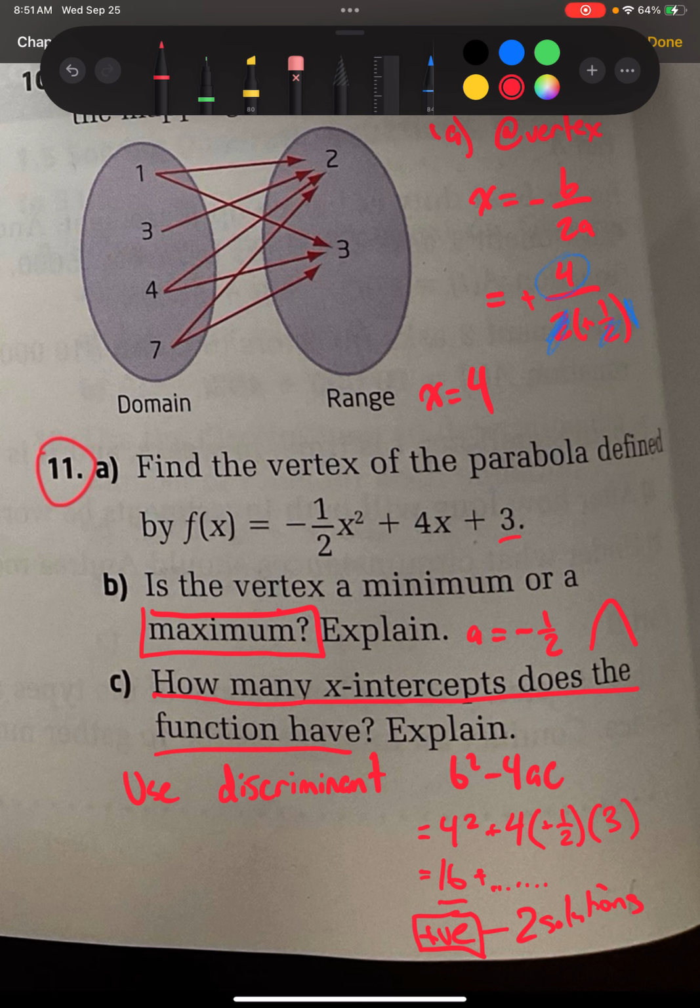4 divided by 2 is 2, 6. And that's equal to, let's erase this for now, right? 16 plus 6, that's equal to 22. And obviously that's positive, and therefore it has 2 x-intercepts, because b squared minus 4ac is positive. Okay, that is how you do question 11.